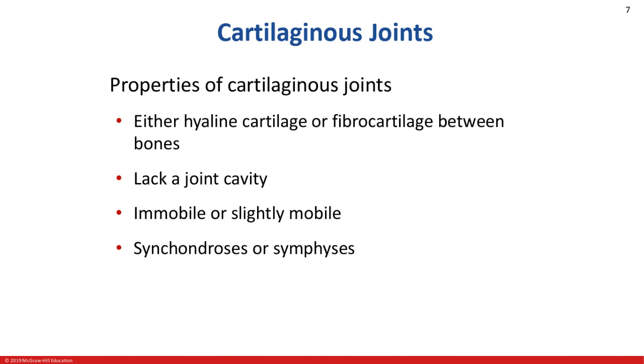Okay, the next type are the cartilaginous joints. These are the joints where the bones articulate with cartilage. And we know that there are three types of cartilage: hyaline cartilage, which is the most common, fibrocartilage, and elastic cartilage. Elastic cartilage we can throw out. That's not going to be involved when we're talking about articulations. So we're just going to deal with hyaline cartilage and fibrocartilage. Again, we're missing a joint cavity, and we're still dealing with a joint that is not movable or just slightly mobile.